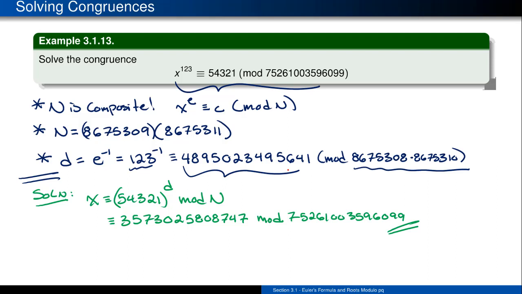What I do is I want to achieve this actual solution. All I have to do is take that little base, this 54321, raise it to this massive dth power, and then reduce that modulo that horrible new product n. In this case, it actually does fire off a somewhat unpleasant answer, but it does fire off something. I do, in fact, know how to solve this thing. It takes a couple lines of computation, but it is doable.